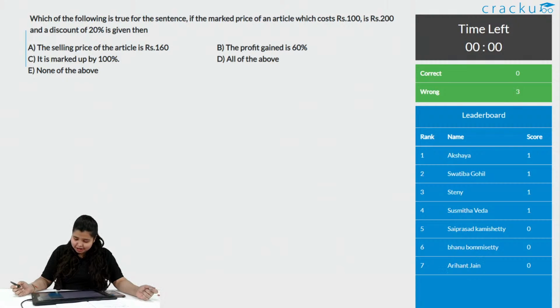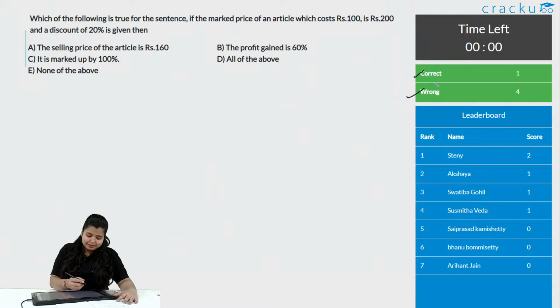Okay, the time's up, and there is 1 correct answer and 3 wrong answers. That means 4 wrong answers, which means most of the questions are left unattempted. Let us see what the solution for this is.